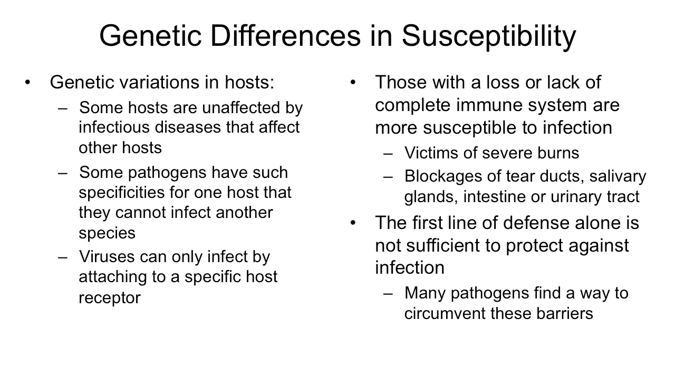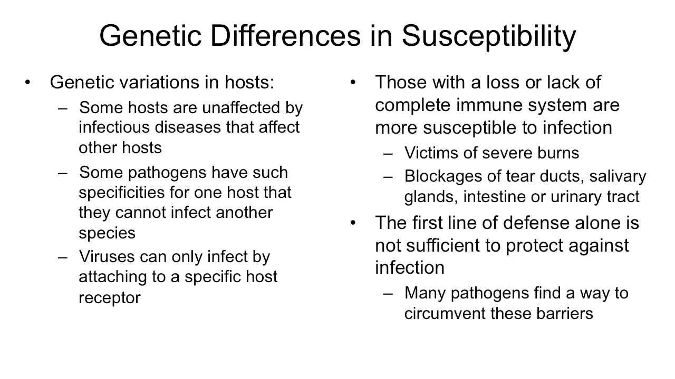Now, there are genetic differences among many people, and that can lead to increased or decreased defenses against certain microorganisms. For example, some hosts are unaffected by one infectious disease, while other people are very susceptible to it. Some pathogens may have such specificities that one host is affected while another one is not. Therefore, a virus can only infect by attaching to a host that has a receptor for it.